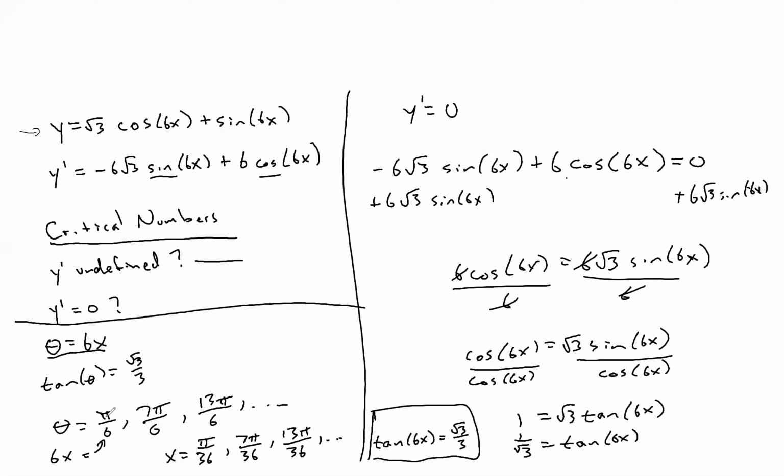So this function by itself has infinitely many critical numbers, infinitely many places where the derivative equals 0. In other words, it has infinitely many places where the function flattens out, where you could maybe have a max or a min, where the function may be changing directions between increasing and decreasing. Okay, a whole lot of ways to say the same thing.